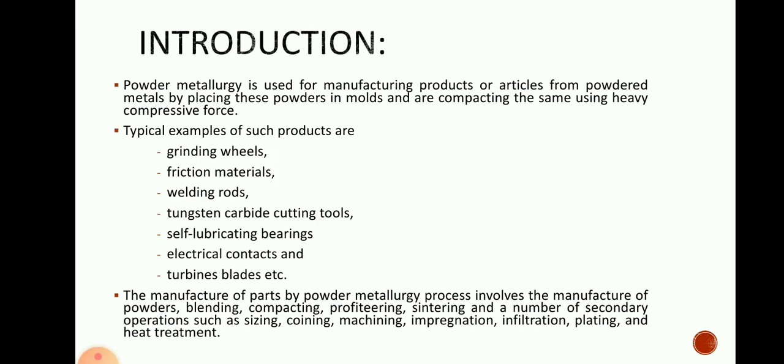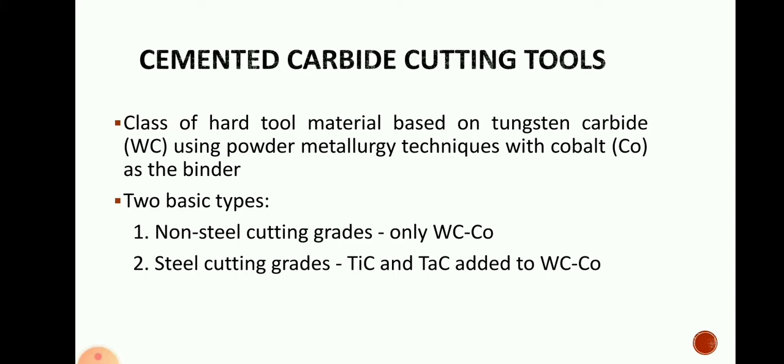The manufacturing of parts by the powder metallurgy process involves, firstly, the manufacturing of the powder, secondly blending, then compaction. After compaction it will produce a green compact. Then comes the sintering process, and a number of secondary operations such as sizing, coining, machining, oil impregnation, infiltration, plating, and heat treatment. So this is the overview of the powder metallurgy process, and the typical examples we have seen are the self-lubricated bearing and friction materials. Third example, we are going for the cemented carbide cutting tools.